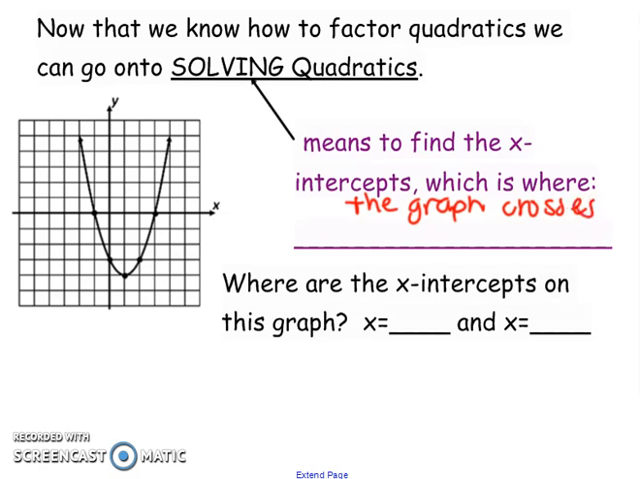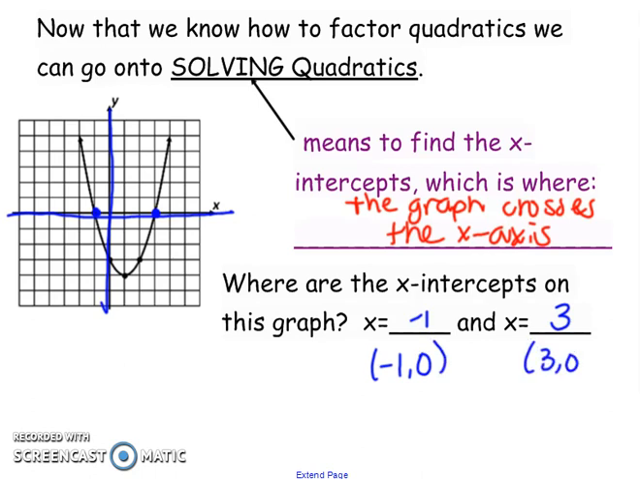If you look at the graph on the left, where is this crossing the x-axis? So here, and that's a really bad version, but that is your coordinate plane. So it's crossing at -1 and at 3. So when x equals -1 and x equals 3, you have x-intercepts. So it's crossing at the points (-1, 0) and (3, 0).